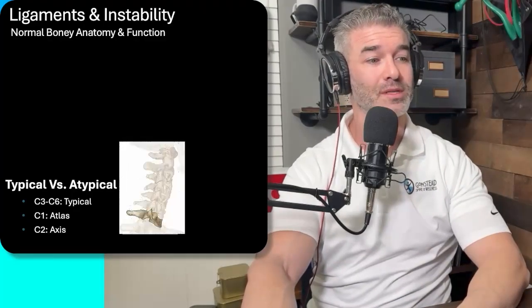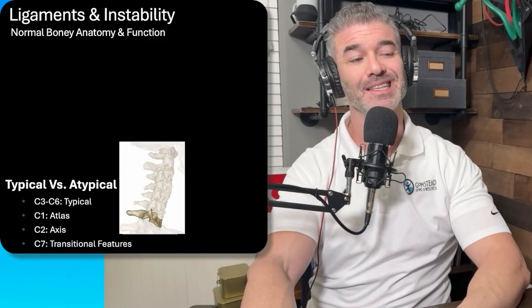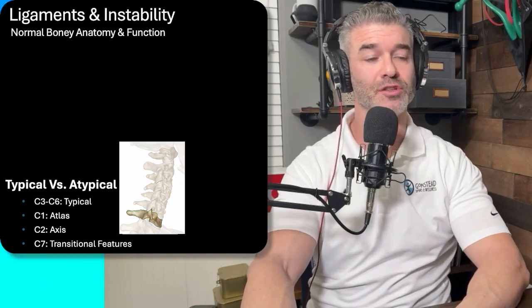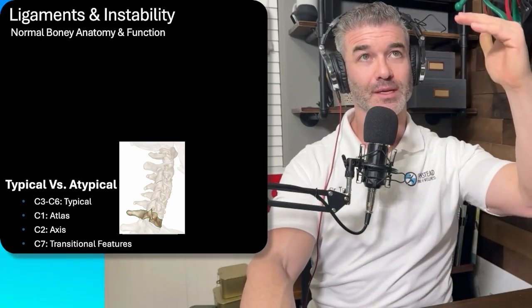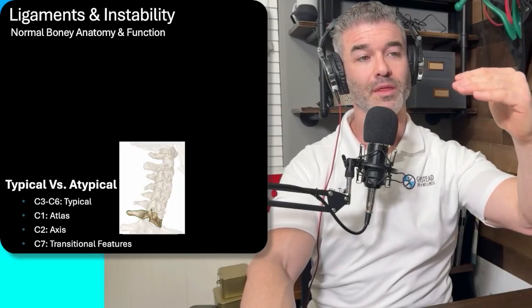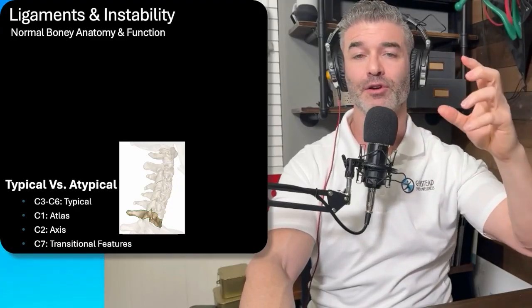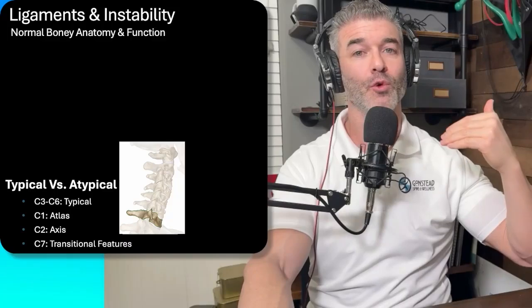Then the last one to talk about, that's also atypical, is C7. That has transitional features, meaning C7 is a very large spinous process. That is a transitional segment, meaning it is the one that starts to take on different characteristics, more like your mid-back or your thoracic spine.